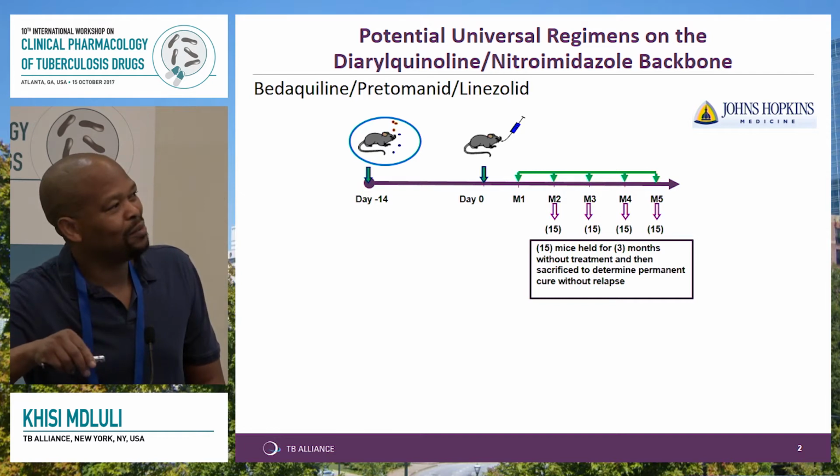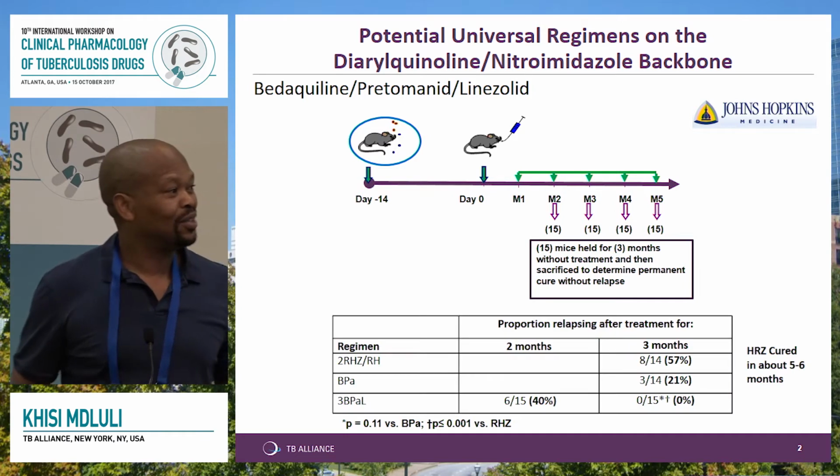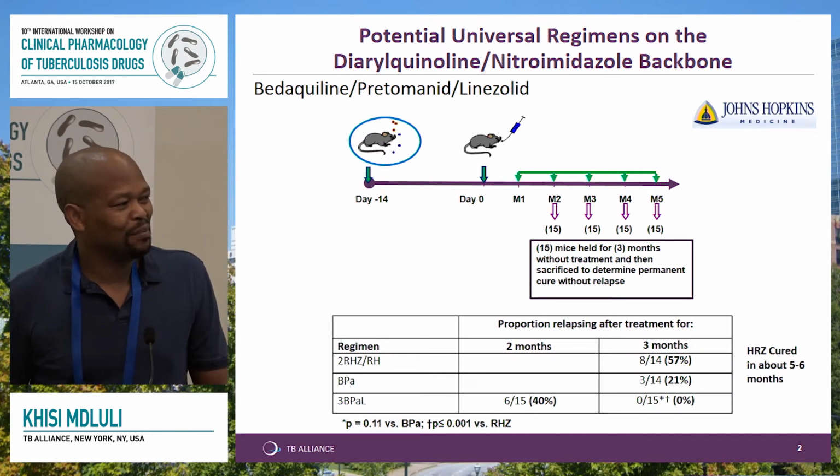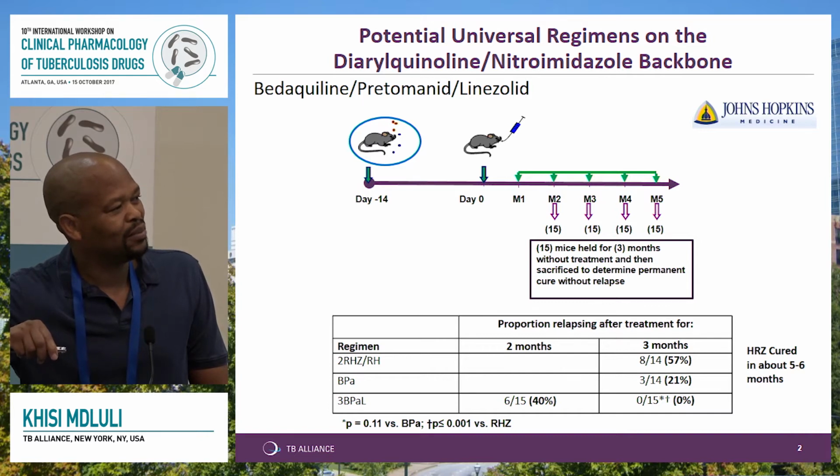So then you're able to gauge or rank a regimen that cures everything at 6 months or 5 months, like the standard of care, versus a regimen that is better than that. I just thought I'd remind you of that. So, for example, we ended up with a regimen of bedaquiline, pretomanid, and linezolid that actually cured all the mice at about 3 months, and at about 2 months of therapy, it was better than or equivalent to the standard of care at 3 months.